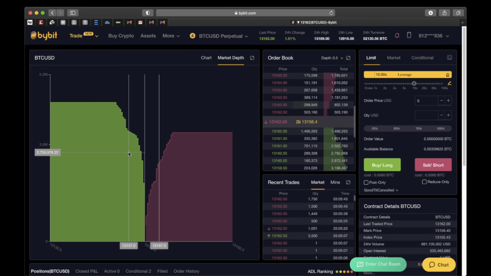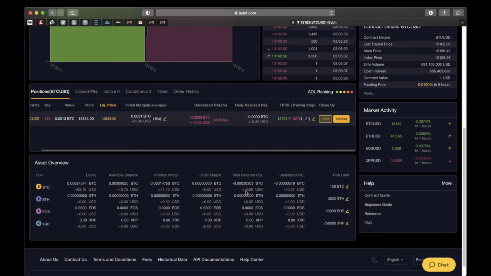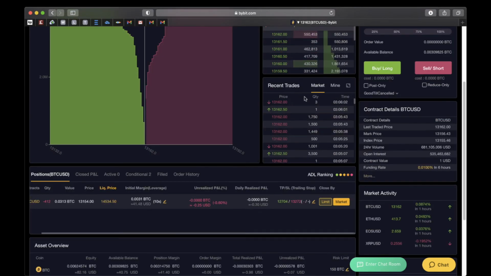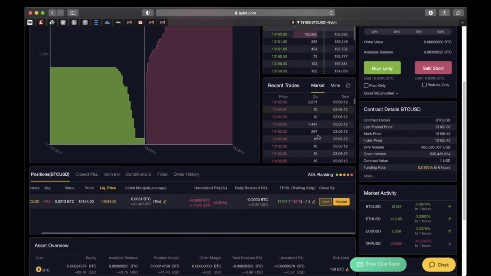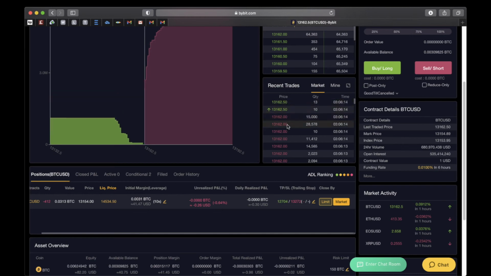I won't forget, I'm going to drop definitions of all these things below this video so you can read up on it. So these are the recent trades. This is people buying and selling cryptocurrency. Some people are buying. This is dollar. People are spending 14,000, 28,000, and all that.